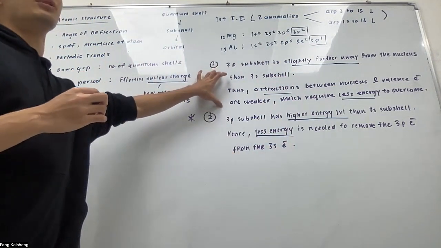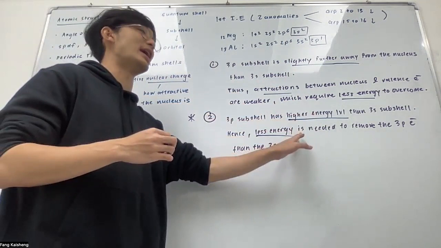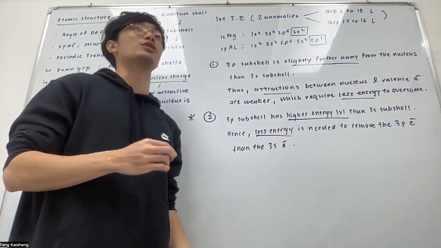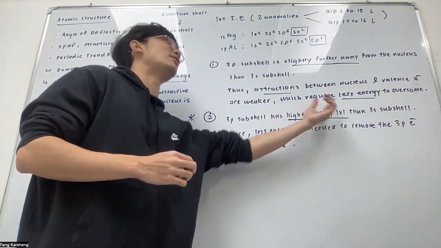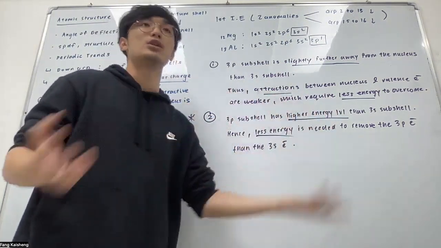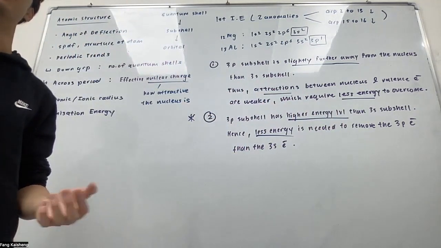That's in the first explanation only. The second explanation purely focuses on energy. You can add in attractions also, they won't mark you wrong. A higher energy level means you're further away, so the attractions are weaker. So you can add those in.